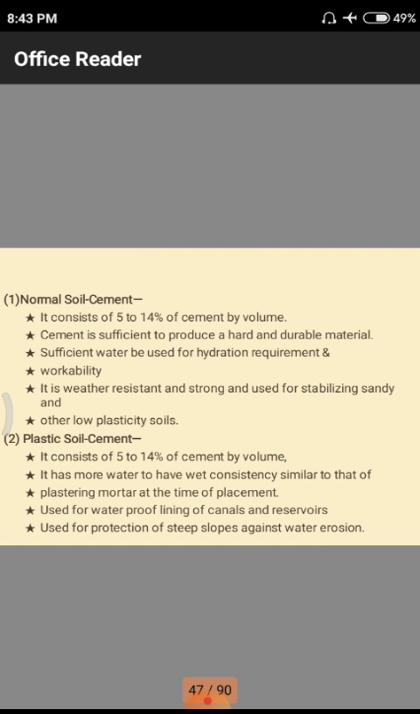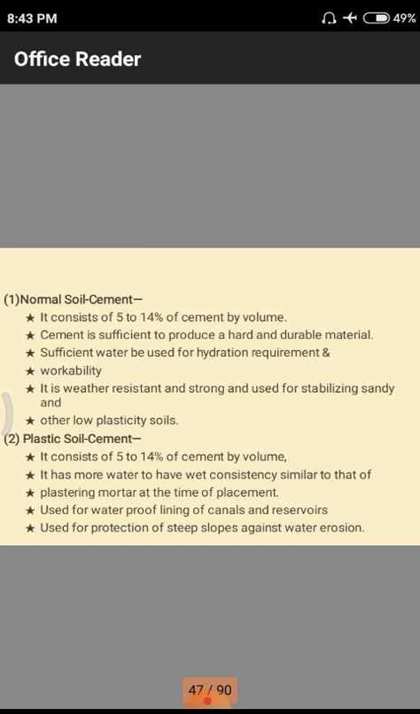Next method is plastic soil cement. It consists of the same 5 to 14% of cement by volume. It has more water. Why? Because in the previous case we are using only an appropriate, sufficient content, but in the case of plastic soil cement we are using more water. Then only we will get this plastering mortar to be placed in time. That means whenever we use more water, automatically we form a slurry-like material. That means a cement slurry, as you know.